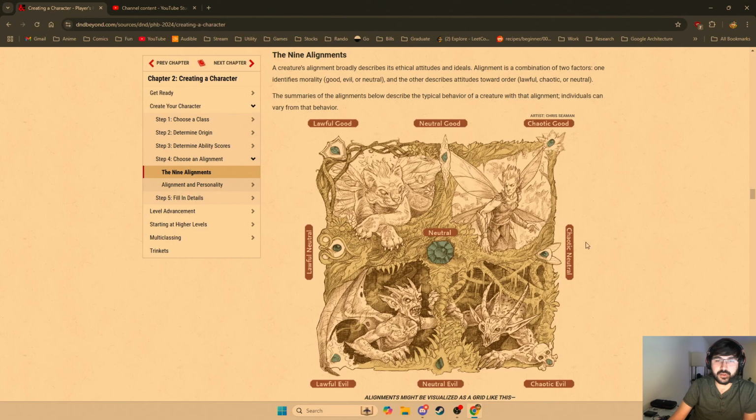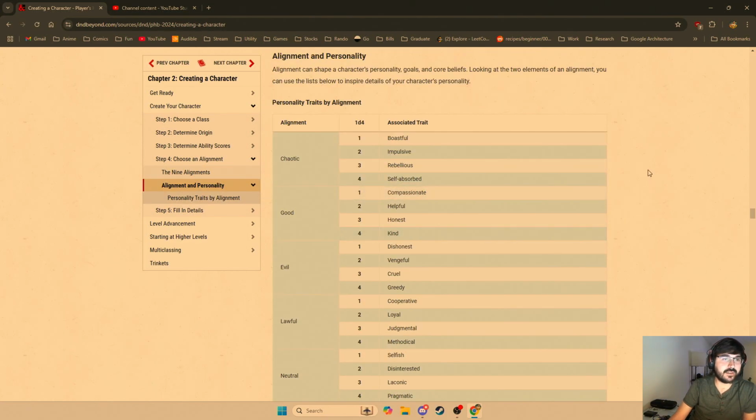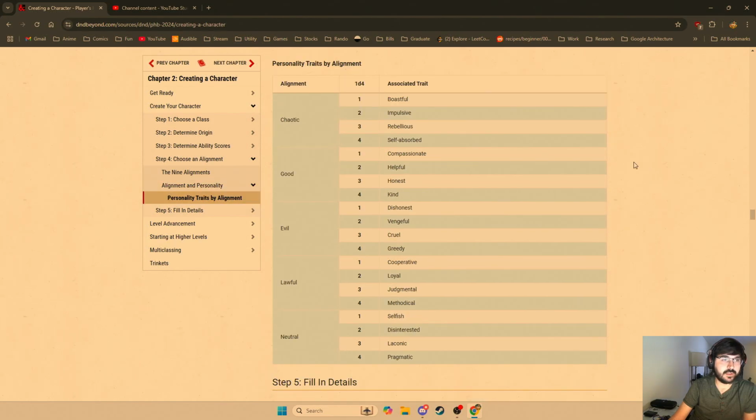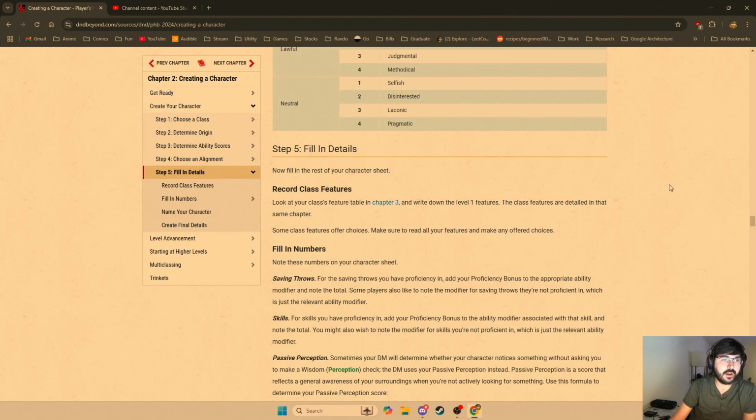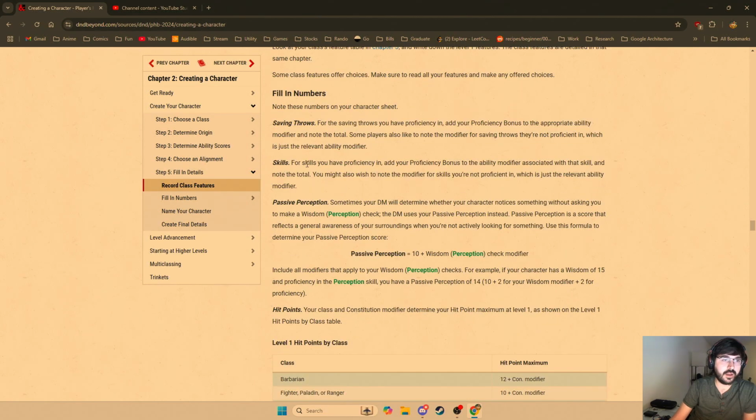You have to have a certain level of intelligence to have an alignment. I think if you're like an intelligence of 3, you're technically unaligned or something like that, was my understanding of it. You can roll to see which group you are if you want to be in an individual group. Again, pause it if you want to look at that. Fill in details. These are looking at things like saving throws. I'm going to let you guys read through this.